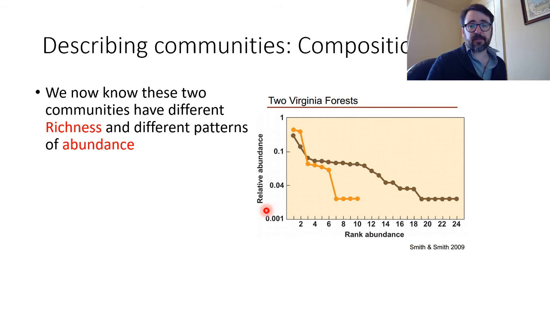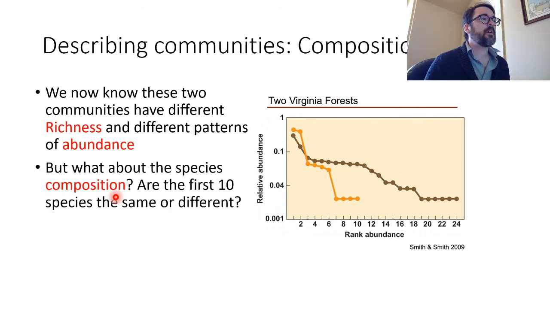Okay, so going back to these 2 forests in Virginia, we know that they differ in richness and they have different patterns of abundance. But what about the composition? Right, so maybe are these first 10 species that the yellow community only has 10, are these the same species in these 2 forests? Or are they different? Or are these 2 species the same species or are they different? Right? There's information there that would be useful to know. Do these forests have any species in common at all, or are they completely different? Are the first 10 the same, but the last 10 are not the same? We don't know that from this picture.